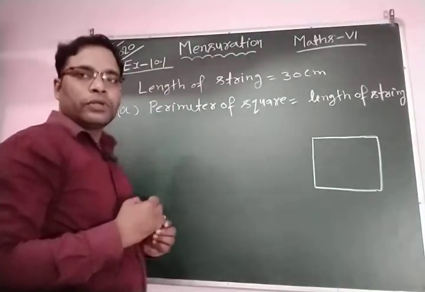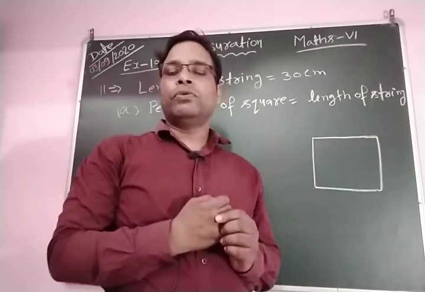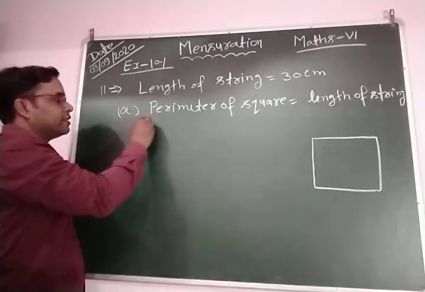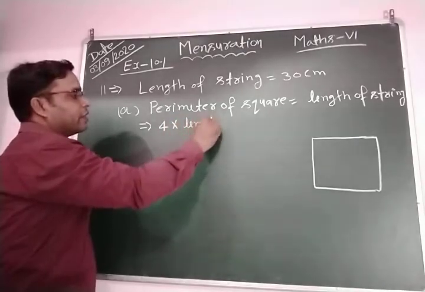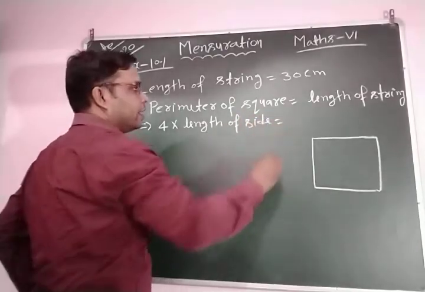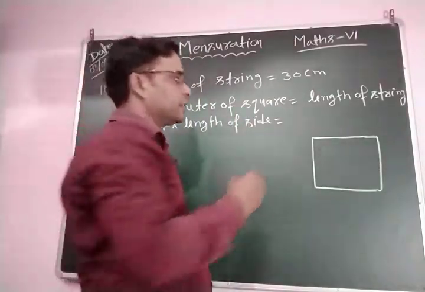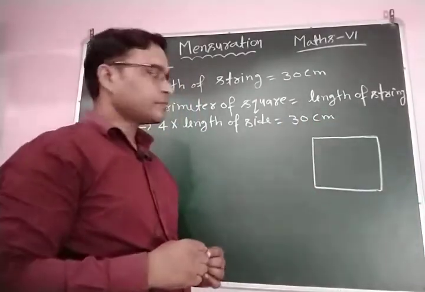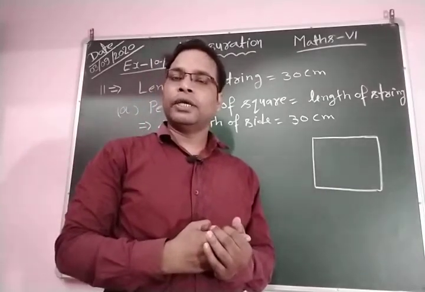So you know how to find the perimeter of square. Perimeter of square is equal to 4 into a side. So we can write here 4 into length of side, and length of string is given. The length of piece of string is given 30 centimeter. This is equal to 30 centimeter. This is given in question because we use string and form a square.